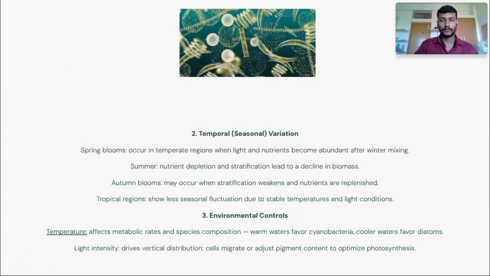Since they are dependent on photosynthesis as their primary energy source, the areas which have higher light intensity will harbor more phytoplankton organisms compared to areas which have lower sunlight available to them, lower light intensities available to them.